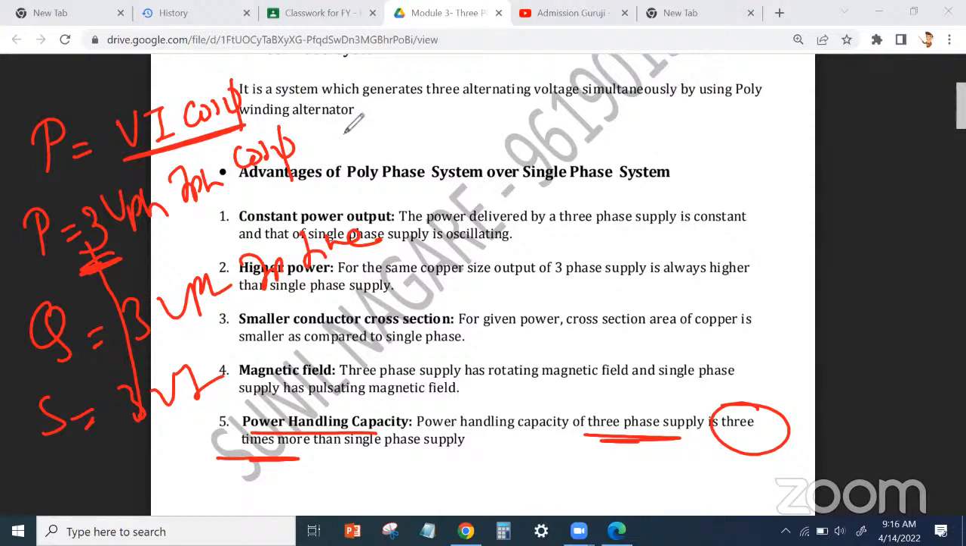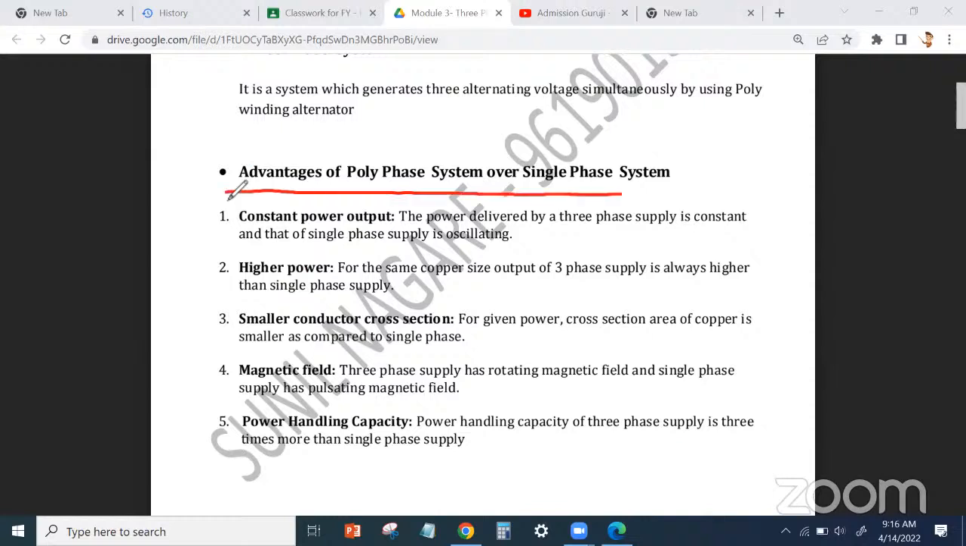If the exam asks what are the advantages of polyphase system or three-phase system over single phase, write the same. So what are the points? Constant power output, higher power handling capacity, that is 3 times, the area of copper or conductor is smaller, and the rotating magnetic field. These are the 5 points.